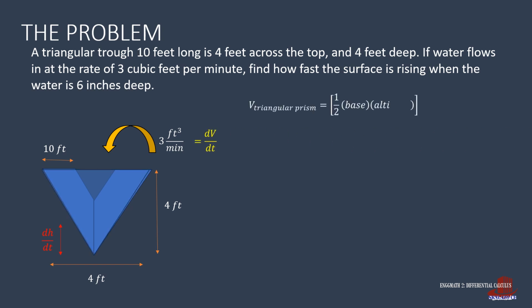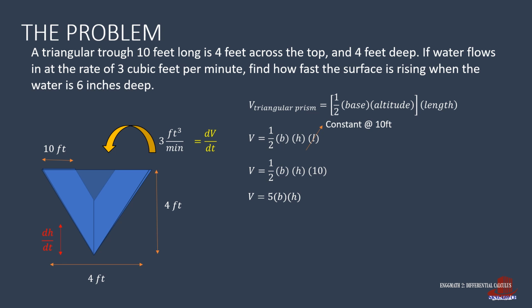The volume of a triangular prism is the cross-sectional area, which is a triangle, multiplied by the length. V is then half of the base times the height multiplied by the length. The length is constant at 10 feet as water is distributed to the whole length as it flows. The volume then is half of base times height times 10, which is simplified as 5 times b times h.